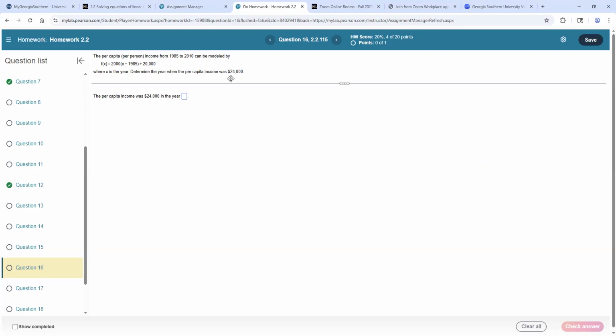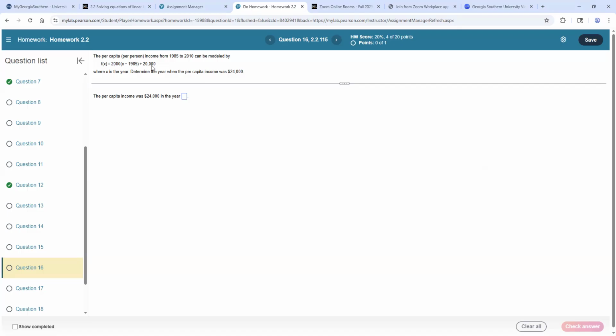So we're going to take this 24,000 and replace your function value with 24,000 because that's the income. And then you're going to find the year that matches that income. And notice that the starting point is 20,000 and the slope is 2,000, because if we were to multiply this all out, we would get 2,000 times X by the distributive law. And so we can see that every year it's increasing by 2,000.